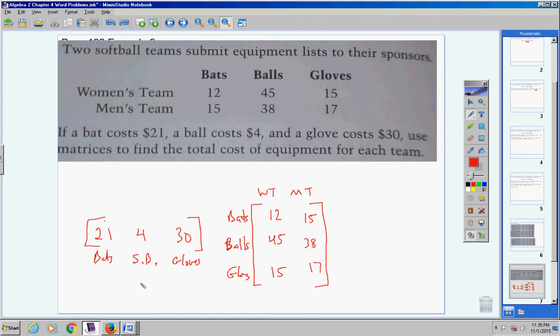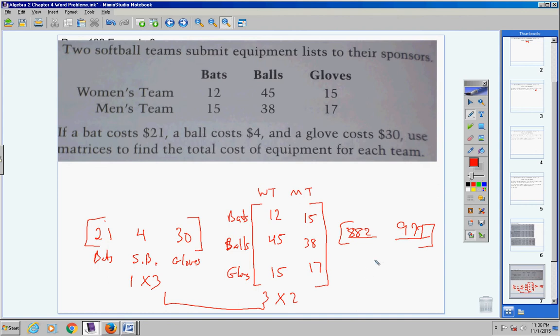Now, this is a 1 by 3. This is a 3 by 2. Your inside numbers match, so you're left over with a 1 by 2. So your answer would be like this. You'd have 1 row and 2 columns. So it would look like this. A number here and a number here. And you would get out 882 here and 977 here.